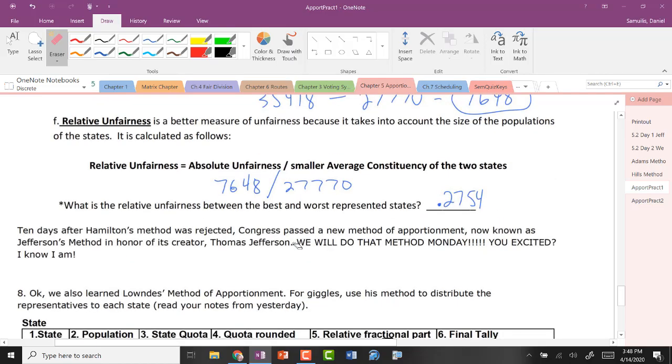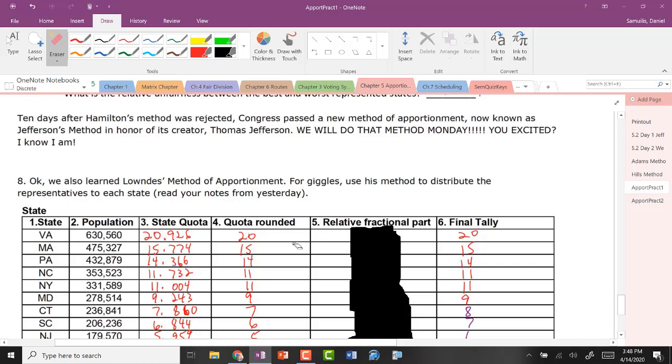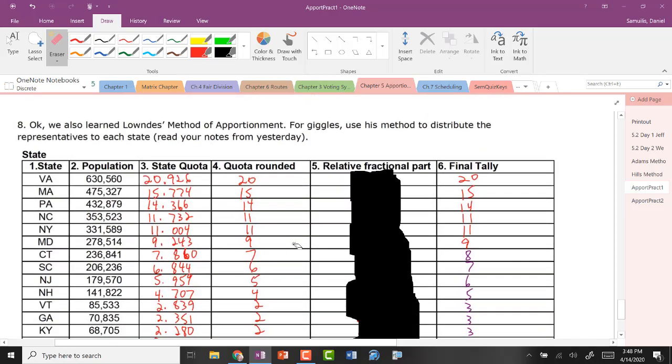Okay, so the rest of this, I was up and down about whether I was going to teach the Lowndes method, and it was never, ever used, but it was brought up.